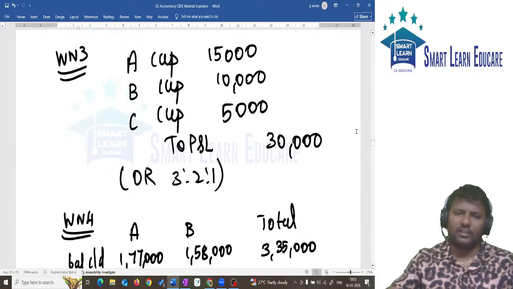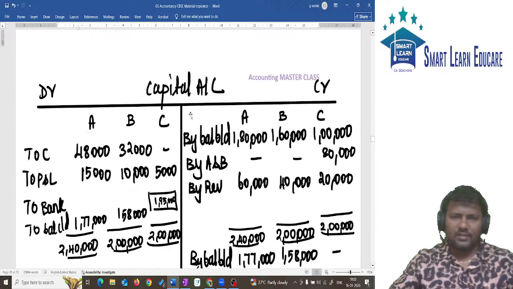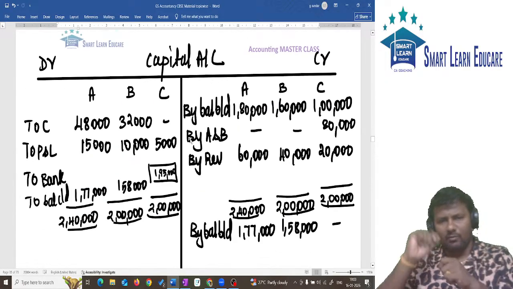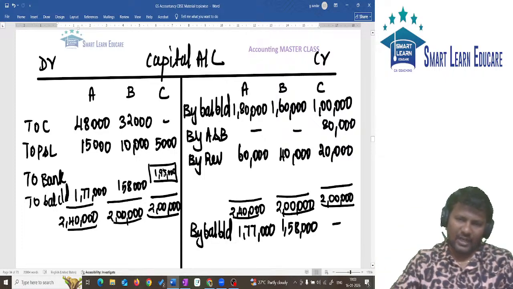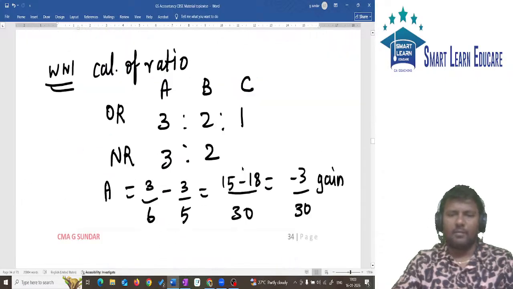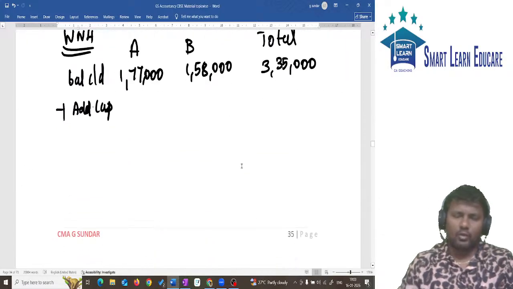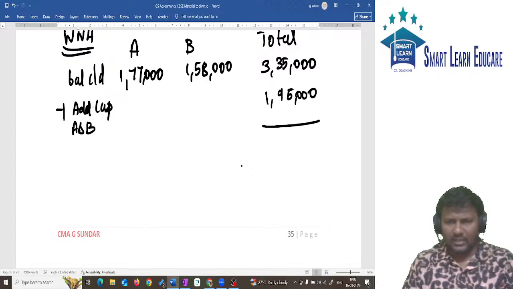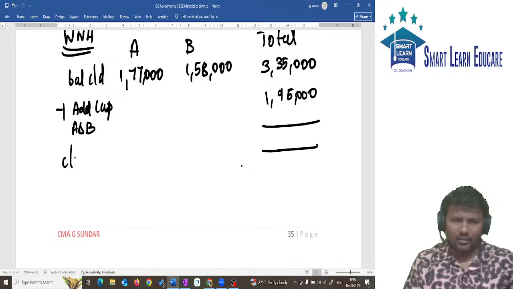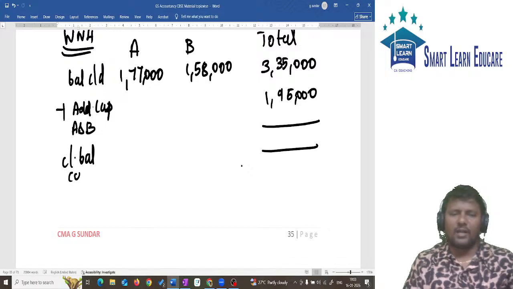This 3 lakh 35,000 plus the additional capital brought in by the partners. Total how much is the additional capital brought in by the partners? To the retiring partner, whatever amount we pay, that amount is brought in by the continuing partners. This 1 lakh 95,000 is brought in by both partners A and B combined. In total they are bringing 1 lakh 95,000, correct? What is the total amount of closing capital?